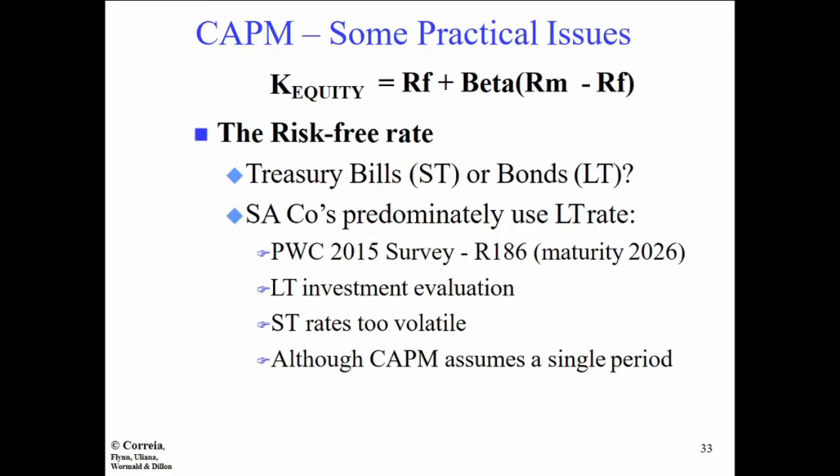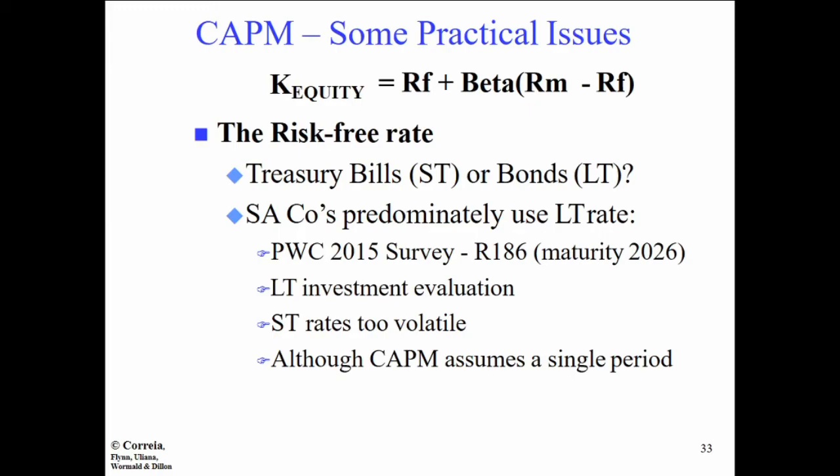So when we use the capital asset pricing model, there are some practical issues we need to consider. If we look at the formula, the first thing we need in the formula is the risk-free rate. But how do we measure the risk-free rate? Are we going to use the market yield on short-term government bonds, like treasury bills, or is it more appropriate to use a long-term bond?